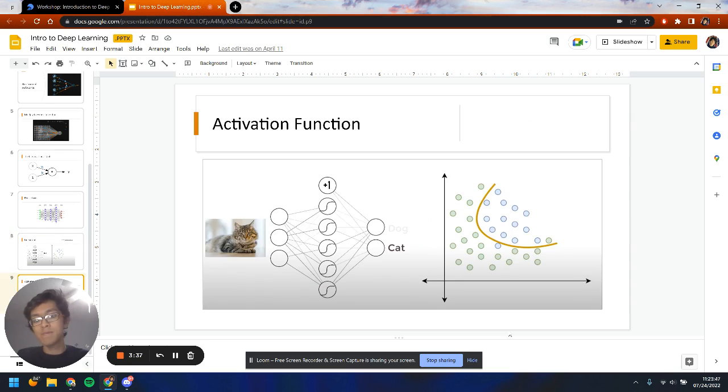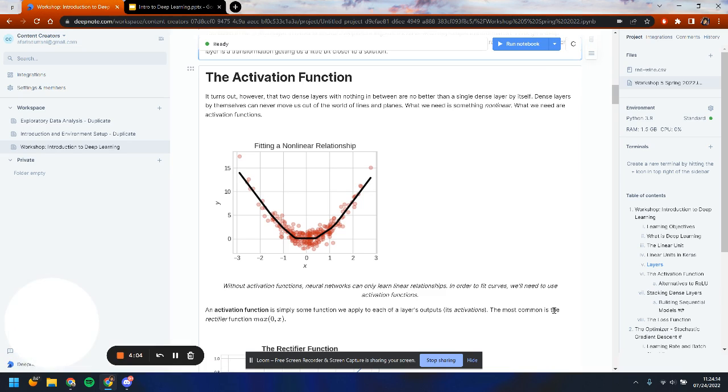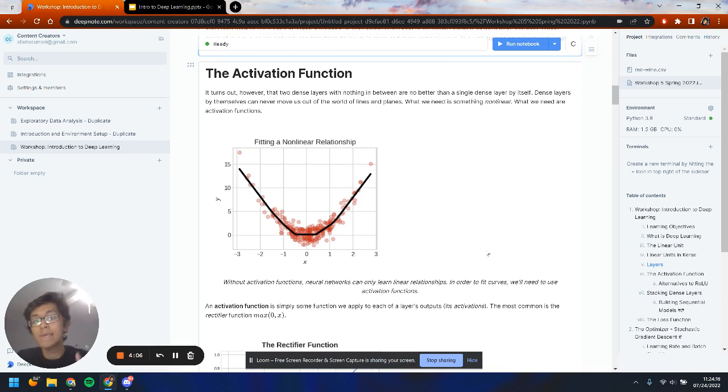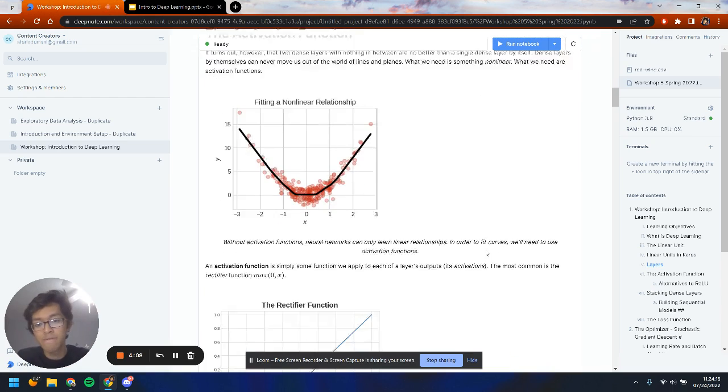But what if the input is a bit more complex, such as this? You have a bunch of inputs, which are pictures of either a cat or a dog, and the boundary between them isn't a clean cut line that you can just create between the set of inputs. So what you need is something that is non-linear, something that can basically bend itself. So what we need is a nonlinear activation function.